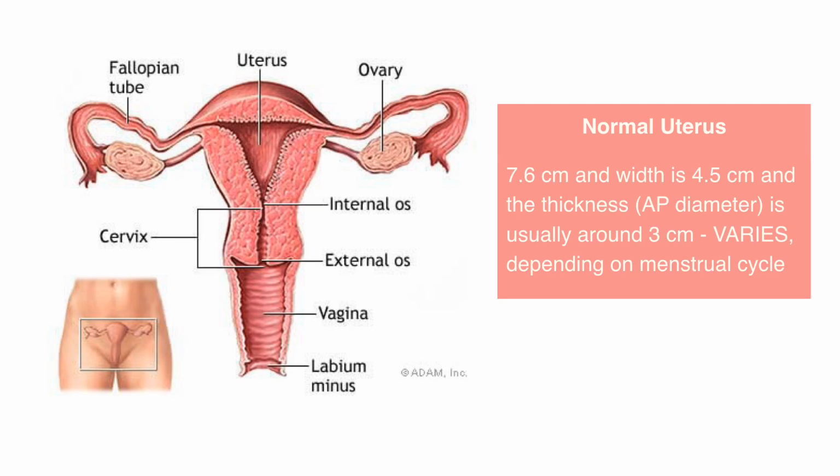So this is the anatomy of a normal uterus. There are two fallopian tubes, two ovaries, a cervix, and a vagina. A normal uterus measures 7.6 centimeters in length and 4.5 centimeters in width, and the thickness is usually around 3 centimeters. And this varies depending on the menstrual cycle.